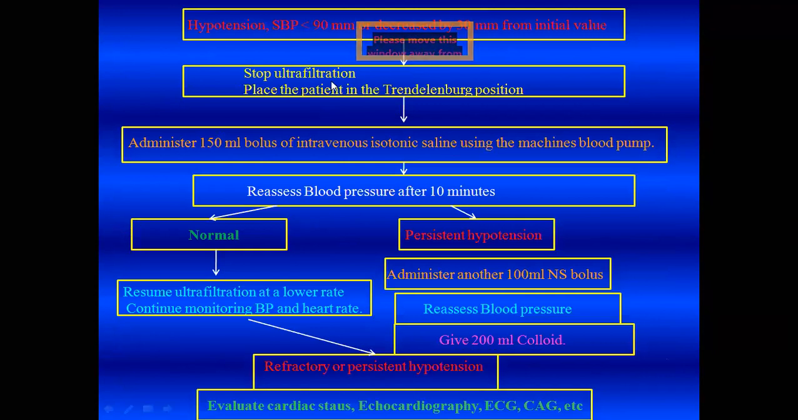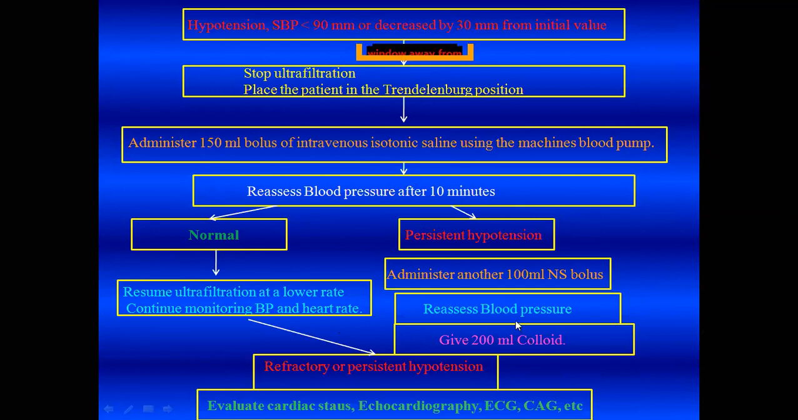So to summarize, how do we deal with hypotension? Systolic blood pressure either less than 90 or a drop of 30. Stop ultrafiltration, give a head low position. We use the machine's blood pump to give a bolus of intravenous isotonic saline. Reassess after 10 minutes. If it's normal, restart ultrafiltration at a lower rate.